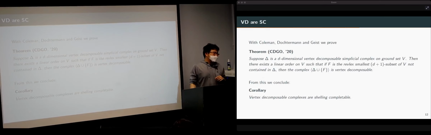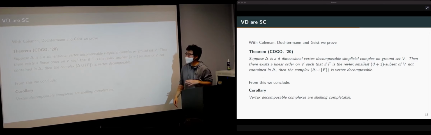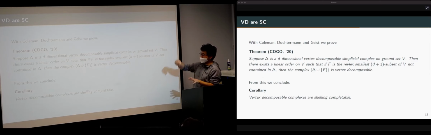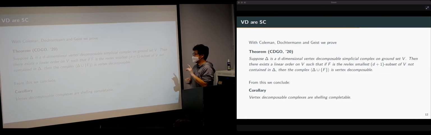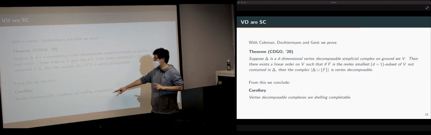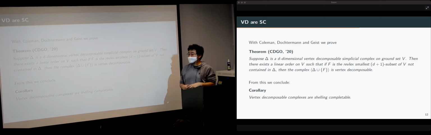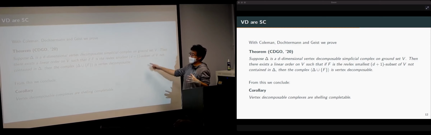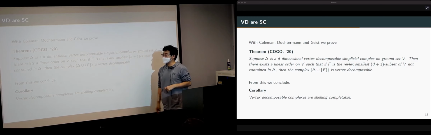finally, here's our main result. So in the 2020 REU, what we proved was the following. Vertex decomposable complexes are indeed shellable completable. That is, you can keep adding facets that are missing and keep the shellability condition. And what we prove is actually even more. What we show is that vertex decomposable complexes can be extended while remaining a vertex decomposable complex. So starting from a vertex decomposable complex, you can add a facet so that it is still vertex decomposable. And since vertex decomposable implies shellability, that implies that it's shellable completable.